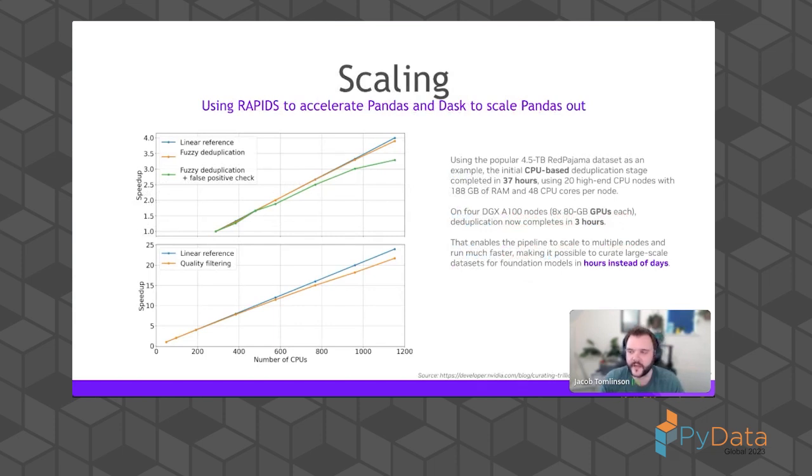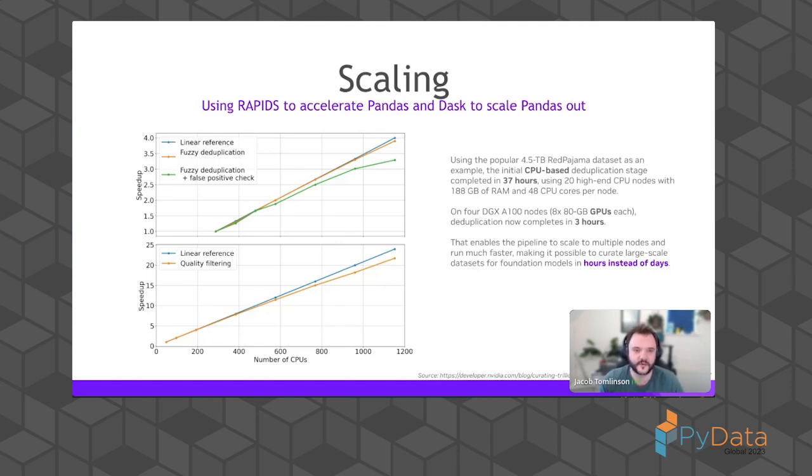And we can see by running this on many machines using Dask to scale this out, and then using cuDF and GPUs to accelerate this computation, we can look at an example like the 4.5 terabyte Red Pajama data set, running this through on a CPU cluster with 20 nodes, and each node has a decent CPU with many, many cores. Running this through took 37 hours. Whereas just on 4 nodes with some GPUs in, this cut all the way down to 3 hours.